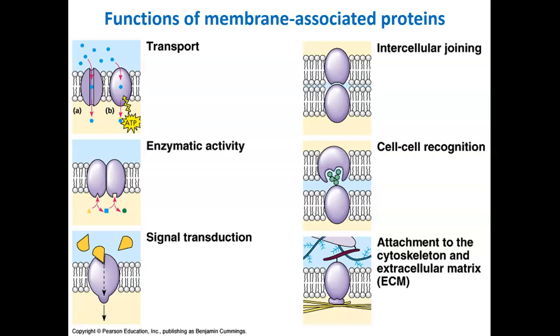Those proteins can also be involved in cell-cell interaction, either responding to another cell or transmitting a signal to another cell, for instance. And then lastly, some of those transmembrane proteins are important in attaching to the extracellular matrix, which provides some stability as well and keeps the overall cell somewhat in a more anchored position.